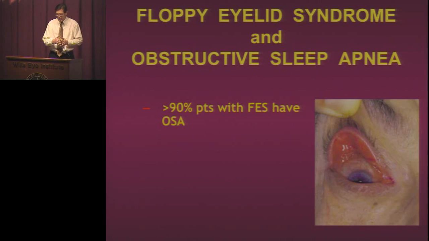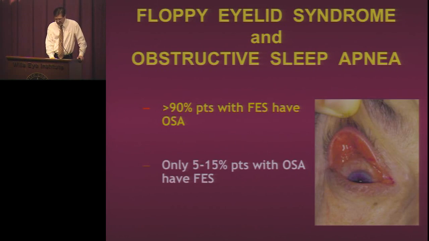Now, why is it important other than fixing their lid? Well, more than 90% of people with floppy eyelid syndrome have obstructive sleep apnea. So you really want to ask them. Many people have the sort of classic sleep apnea body shape, but not all of them do. You want to ask them if they snore. Ask them if they have problems breathing. Ask them if their primary has talked to them about sleep studies.